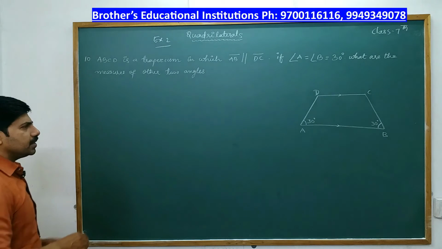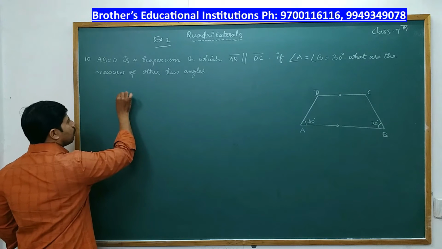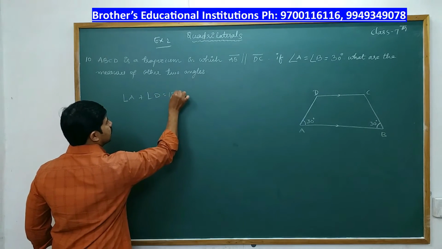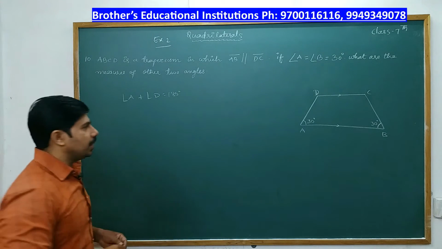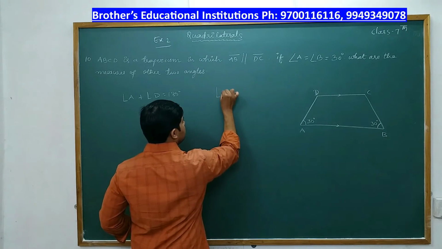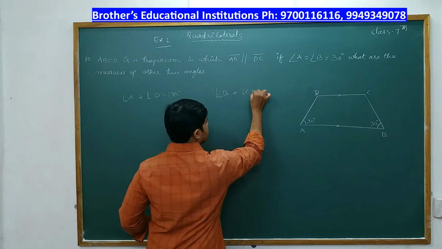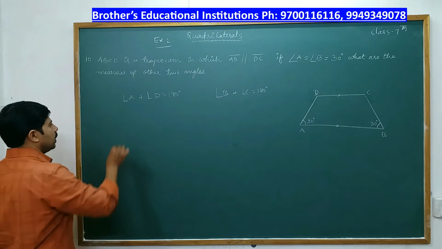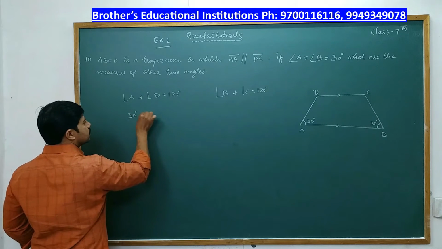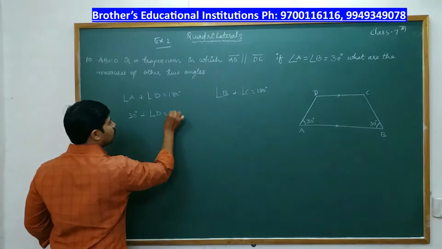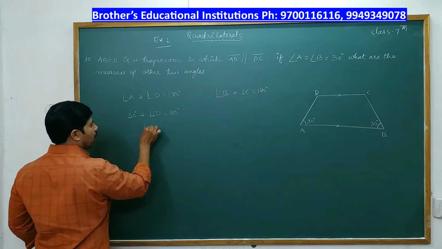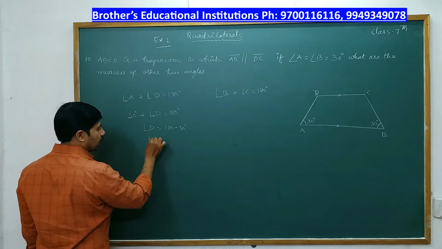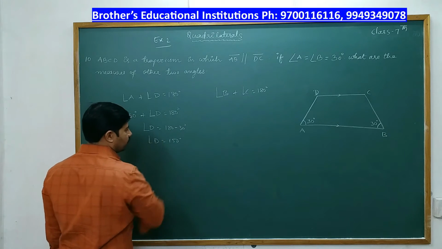See, in a trapezium or in a quadrilateral, the sum of the adjacent angles is 180 degrees. That is, angle A plus angle D is 180 and angle B plus angle C is also 180 degrees. Now we'll substitute. What is angle A? Angle A is 30 degrees plus angle D is equal to 180. So angle D is 180 minus 30 degrees. So angle D is 150 degrees.